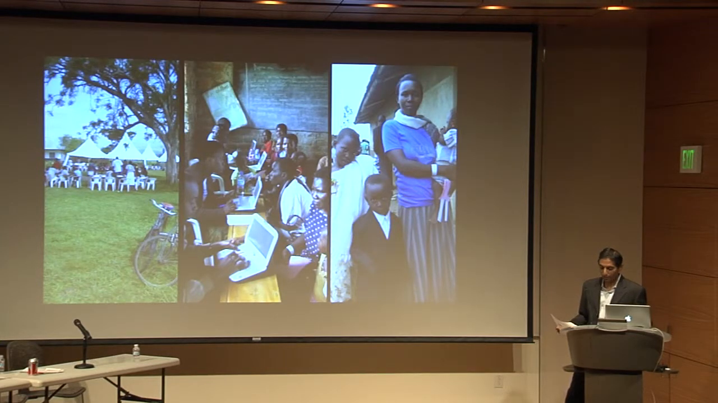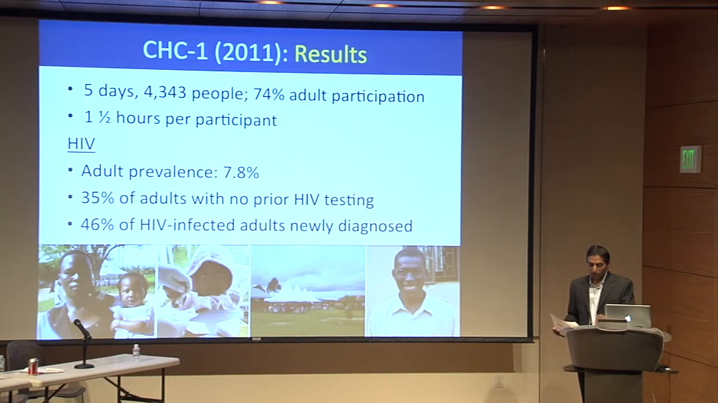Some photos from the campaign and our participants. There was a lot of participation in the community. And you can see here the basic results in the first campaign. Really robust participation. 4,343 people were screened over only 5 days. And this represented 74% participation or coverage from the underlying community. The average transit time from the front to the end of the campaign was 1.5 hours, so pretty streamlined.